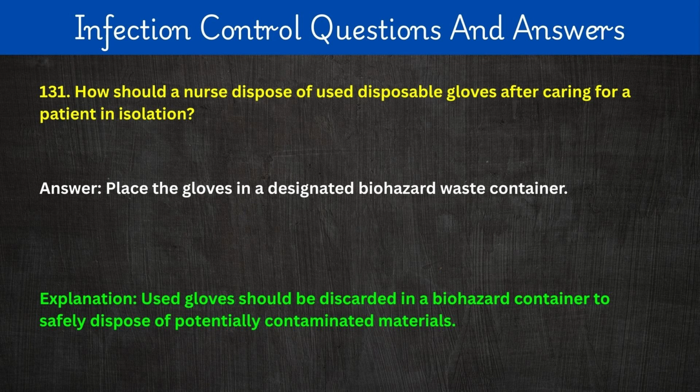131. How should a nurse dispose of used disposable gloves after caring for a patient in isolation? Answer: place the gloves in a designated biohazard waste container. Explanation: used gloves should be discarded in a biohazard container to safely dispose of potentially contaminated materials.